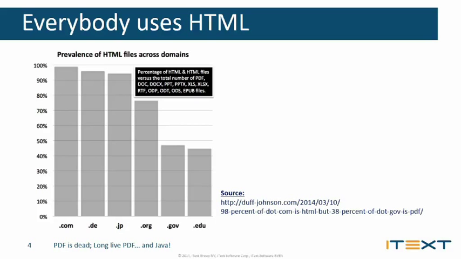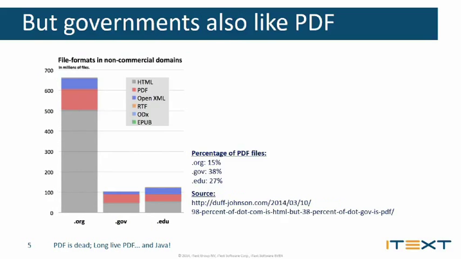And now, if we look specifically at the .org, .gov, and .edu numbers, you see that, in millions of files, we have between 600 million and 700 million files on .org sites. And 15% of them are actually PDFs. The percentage of PDFs is the highest for government sites, at 38%. And on .edu sites, 27%.